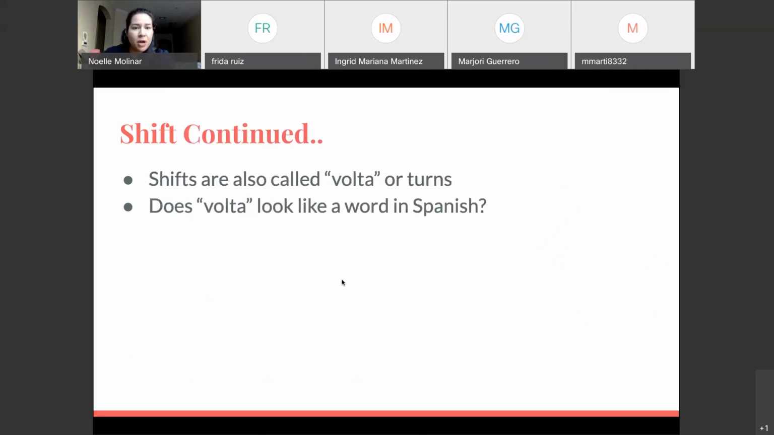And so shifts are also called, sometimes when we are talking about poetry, some teachers or some books or different places will call it a volta. And so volta kind of looks like a word that we have in Spanish. So if you're thinking volta, volta looks like vuelta. And so what is a vuelta? A turn. So it's a shift. And that's exactly what happens too. So volta is Italian and vuelta, of course, is Spanish.